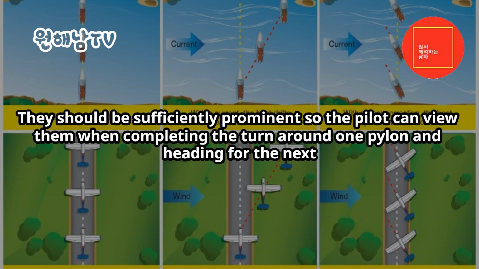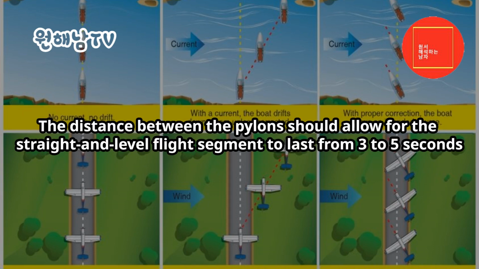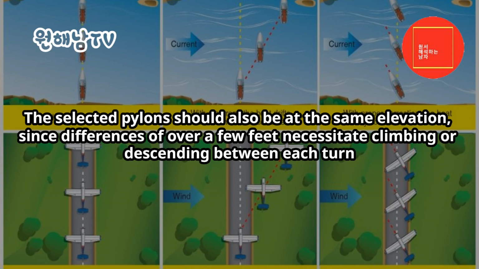Selecting proper pylons is an important factor of successfully performing AITs on pylons. They should be sufficiently prominent so the pilot can view them when completing the turn around one pylon and heading for the next. They should also be adequately spaced to provide time for planning the turns, but not spaced so far apart that they cause unnecessary straight and level flight between the pylons. The distance between the pylons should allow for the straight and level flight segment to last from 3 to 5 seconds. The selected pylons should also be at the same elevation, since differences of over a few feet necessitate climbing or descending between each turn.